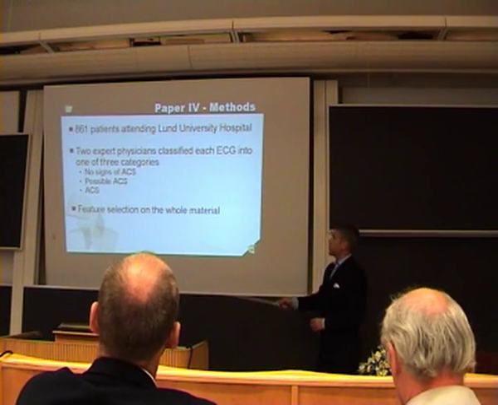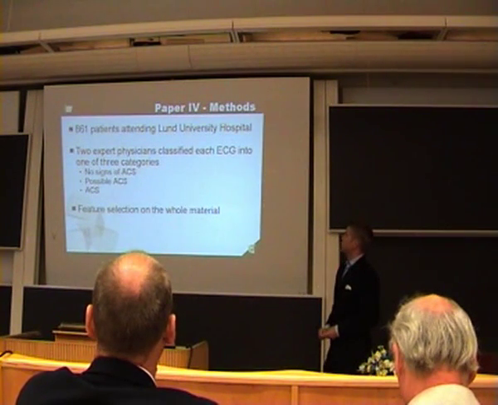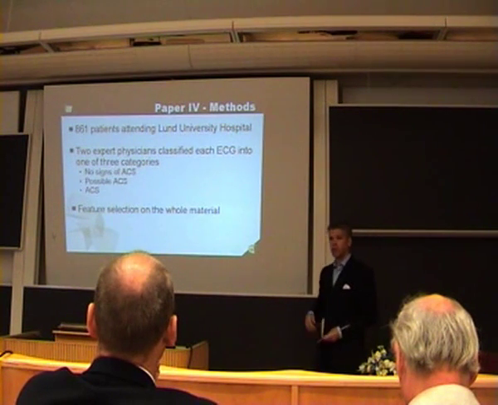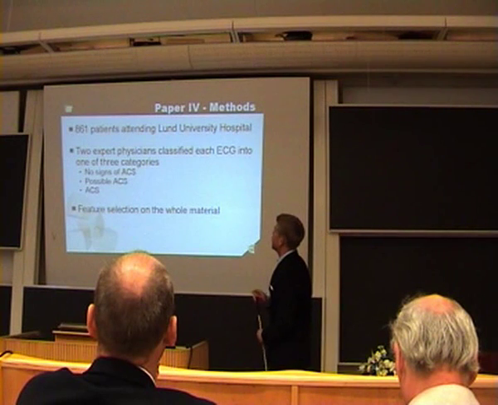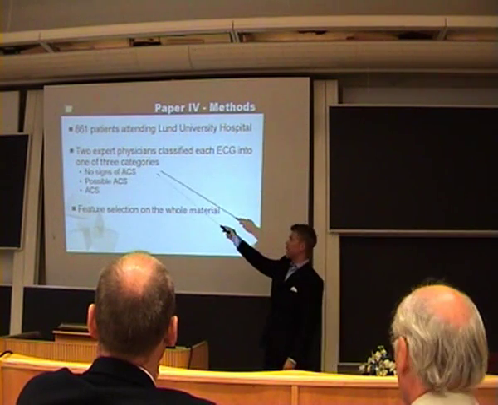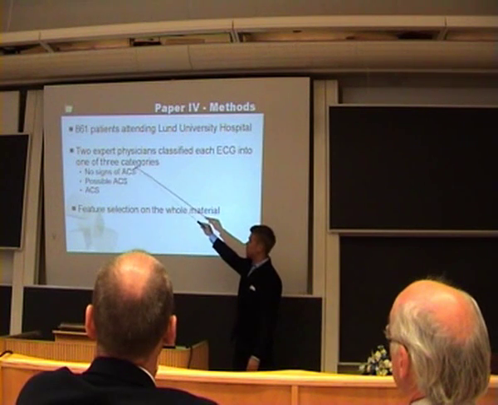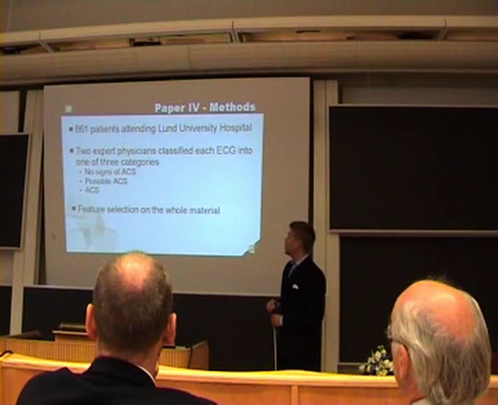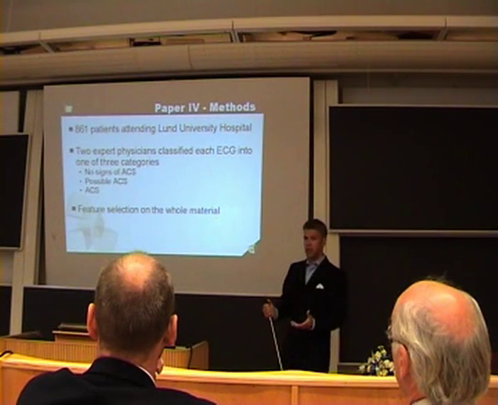So this was done on 861 patients attending Lund University Hospital. Actually, 862, but one of them was kind of freaky in the ECG, so we removed him. And two expert physicians classified each ECG into 1 of 3 categories: no signs of ACS, possible ACS, and ACS. And we did a feature selection on the whole material.